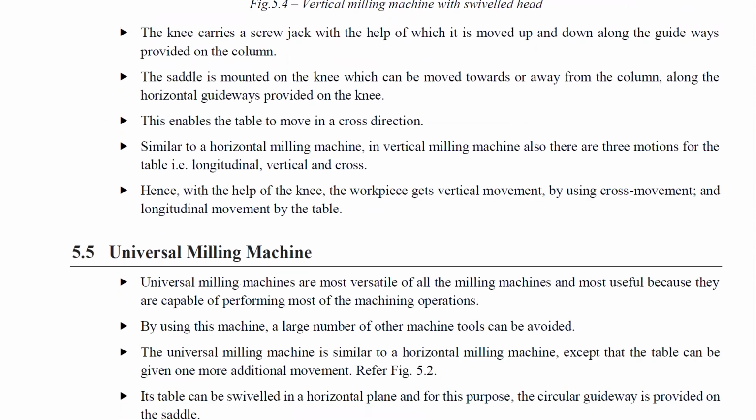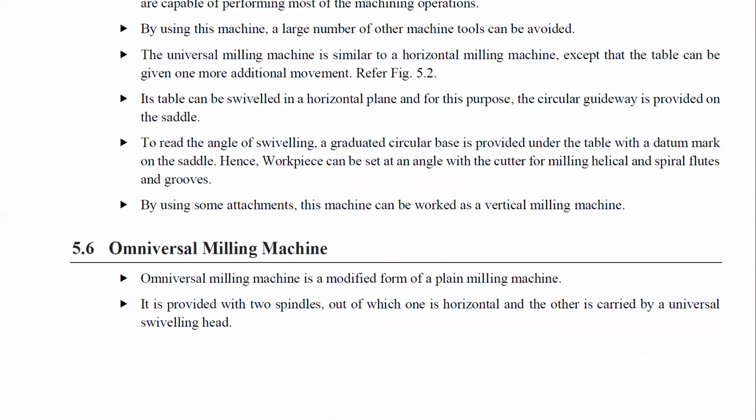While in the omniversal milling machine, the difference was that it is provided with two spindles. It is a modified form of plain milling, and one is horizontal and the other is carried by the universal swiveling head. One is the universal swiveling head, same as the universal mill, and the other one is horizontal.